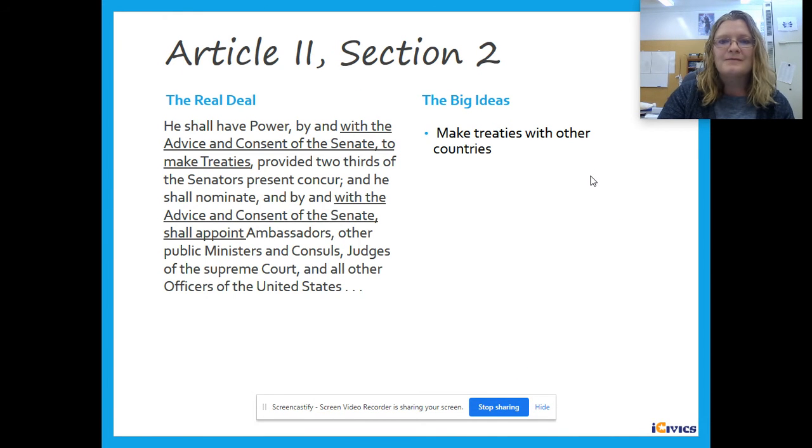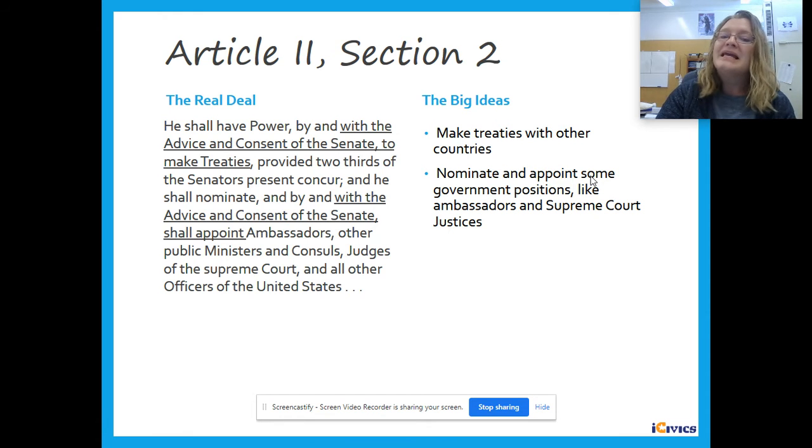This next section, he makes treaties with other countries. Those are agreements between two different countries. He can nominate and appoint some government positions, mainly ambassadors to countries, falling under the treaties, and he can also appoint Supreme Court justices. That's one of the checks and balances to make sure that the Supreme Court doesn't have too much power.